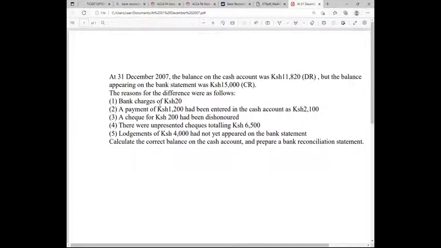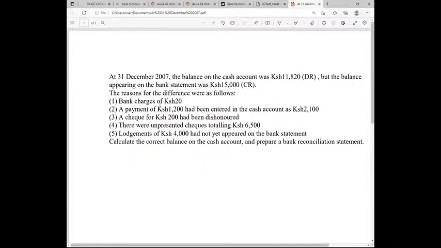So you're told bank charges Kenya shillings 20. A payment of Kenya shillings 1,200 had been entered in the cash book as 2,100. So the cash book has an error, and you must correct it. A check for Kenya shillings 200 had been dishonored. Number four, there were unpresented checks totaling 6,500, and number five, lodgements of 4,000 had not yet appeared on the bank statement.